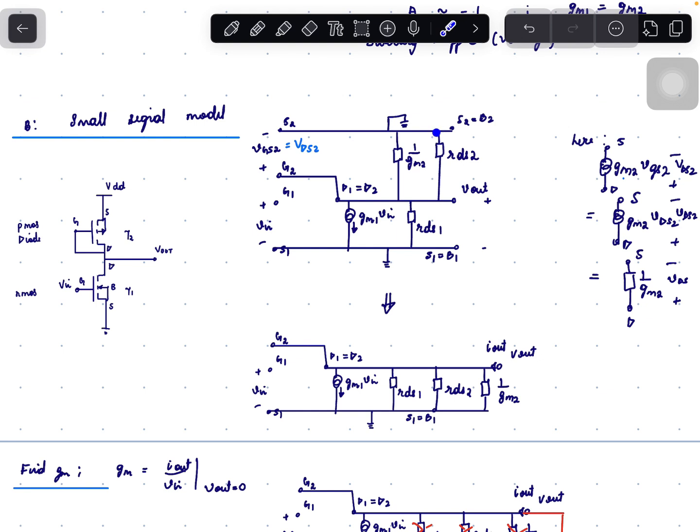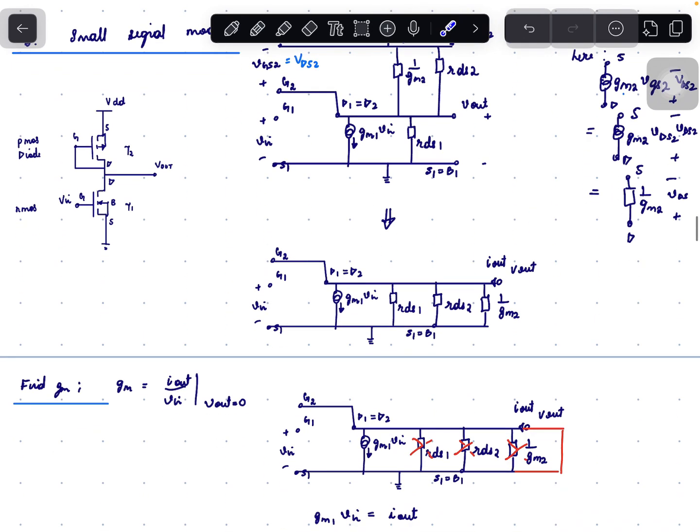Since S2 and S1 are grounded, we can flip this circuit down, that is GM1 by GM2 comes in parallel to RDS1 and RDS2 will come in parallel to RDS1. So the equivalent circuit will be like this, where RDS1, RDS2 and 1 by GM2 are in parallel. We have GM1 times Vn and we have G1 which equals Vn. G2, D1 and D2 is nothing but Vout.